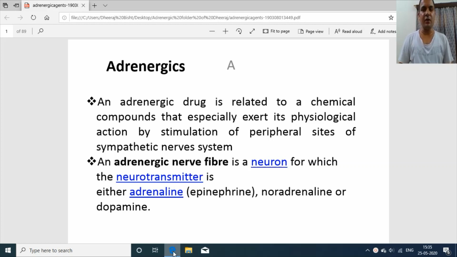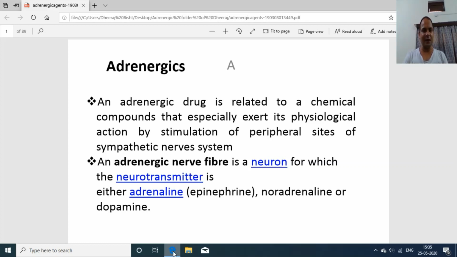So first of all, we have to understand what adrenergic drugs are. An adrenergic drug is a chemical compound that especially exerts its physiological actions by stimulation of peripheral sites of the sympathetic nervous system. These drugs are also called sympathomimetic drugs because they exert their physiological action by stimulation of peripheral sites of the sympathetic nervous system. That's why they are also called sympathomimetic agents.